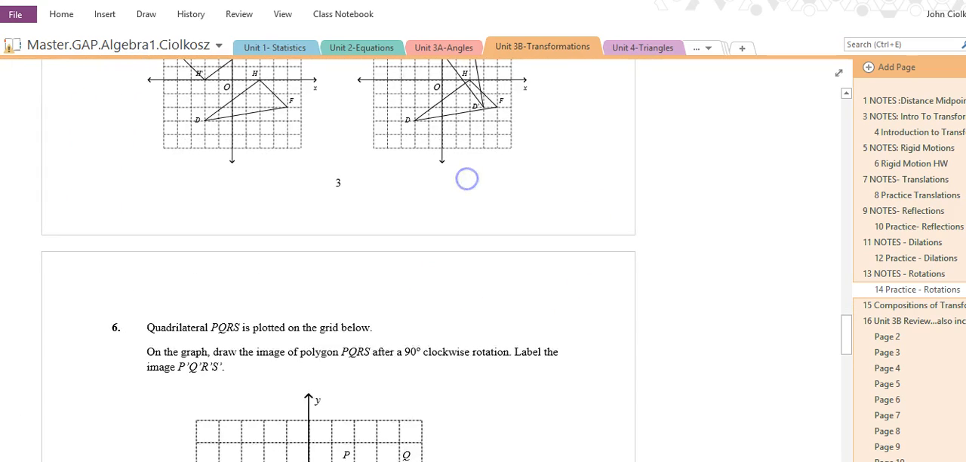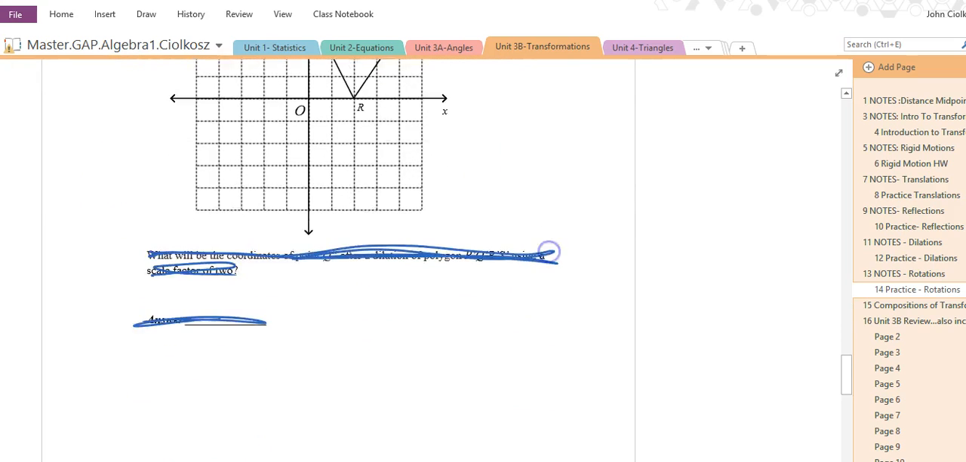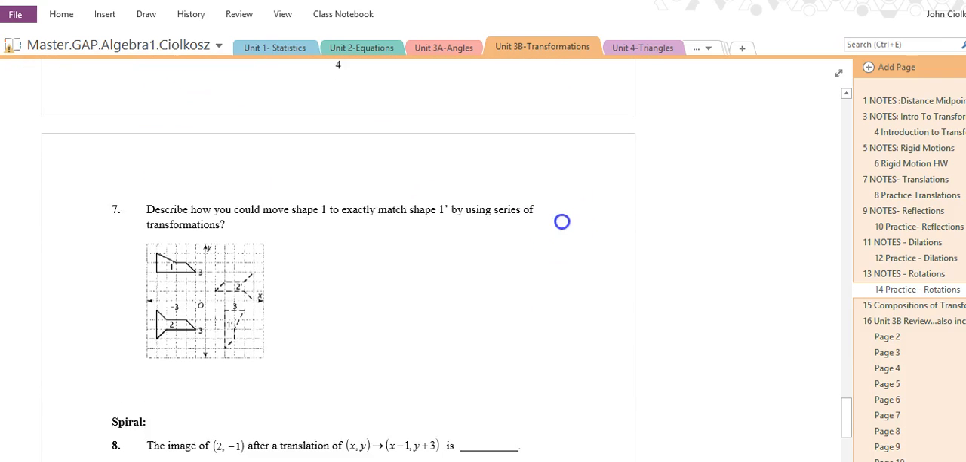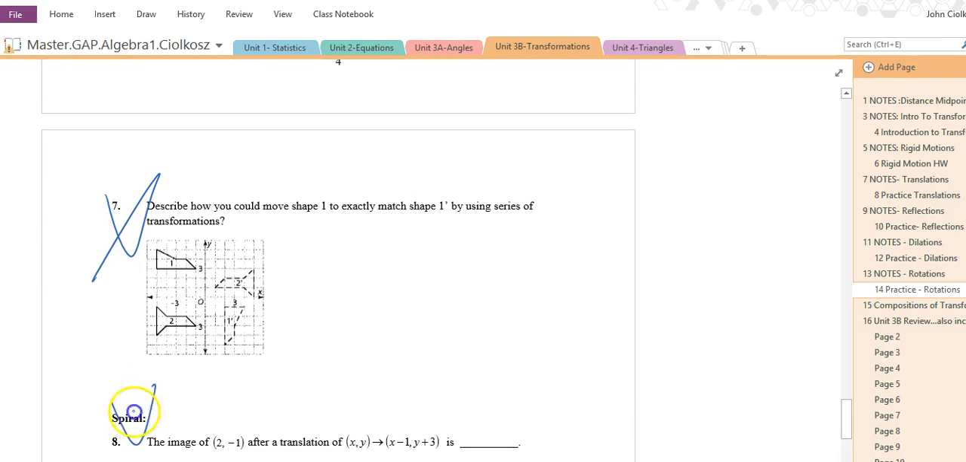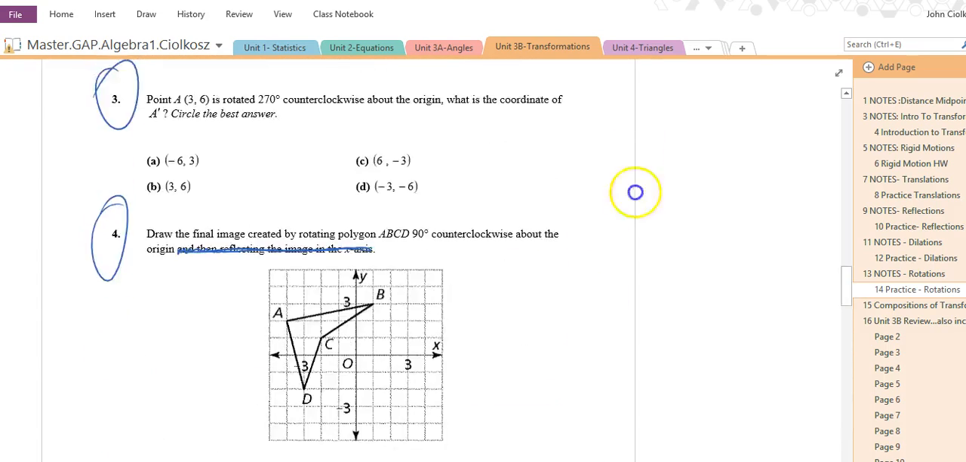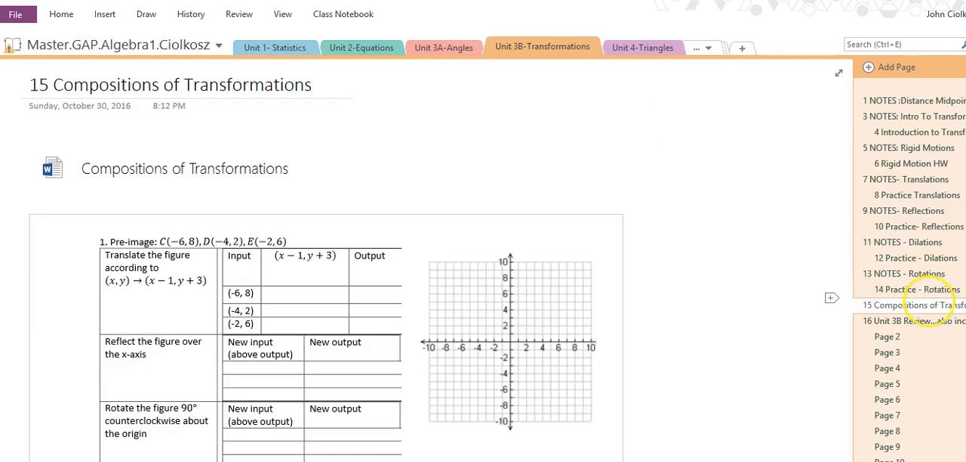Not 5. Let's go ahead and do 6. And again, these are crossed out. Not 7, not 8. Or 9 or 10. So, do the problems we circled. And then at that point, you are done with your practice problems for 14, and you're ready to move on to notes 15.